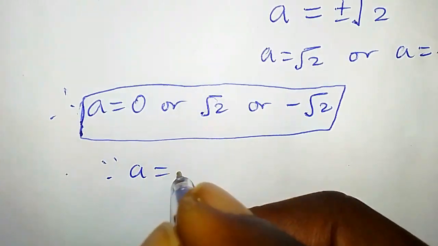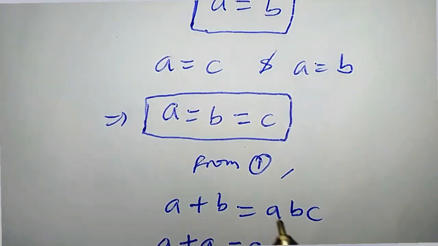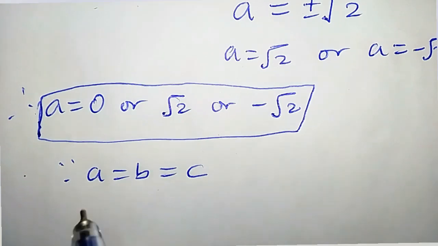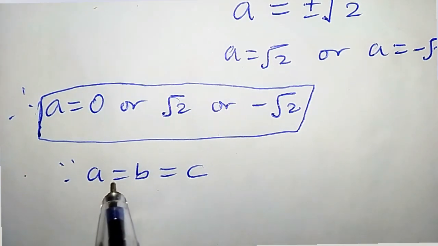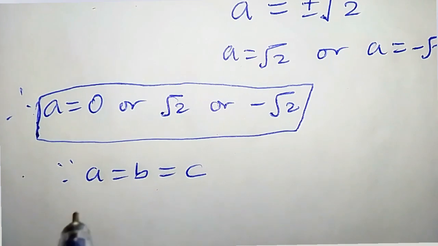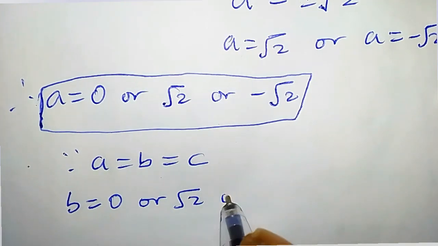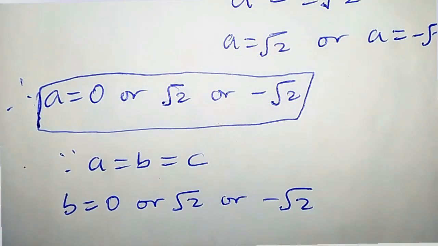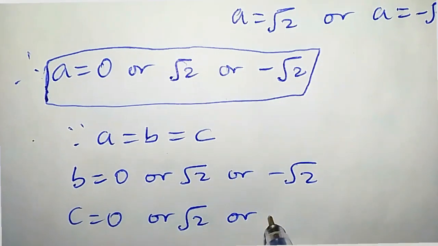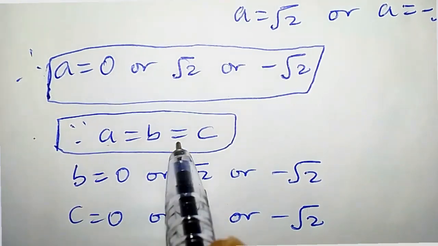Using these values of a, we can obtain b and c respectively. Since a is equal to b is equal to c, that is from what we have here, whatever we have for a will be the same thing for b and c. So b is equal to 0 or square root of 2 or negative square root of 2. Likewise, c is equal to 0 or square root of 2 or negative square root of 2.